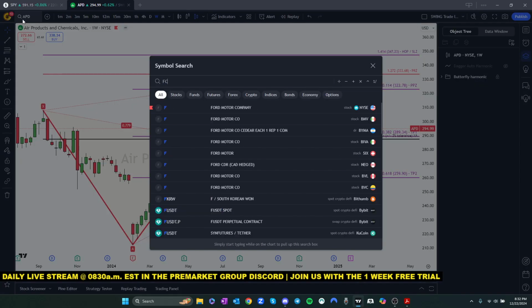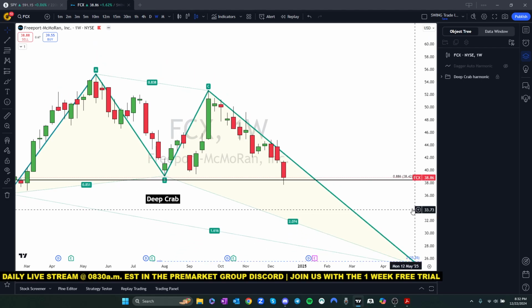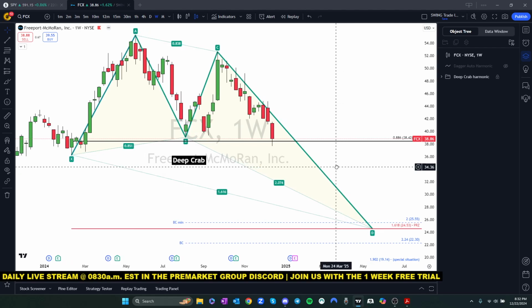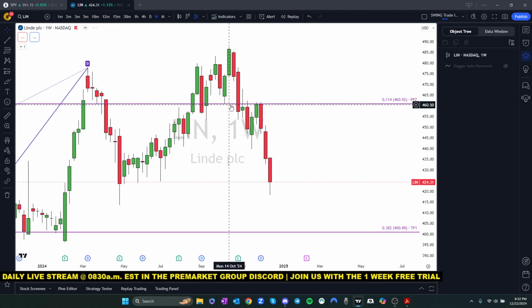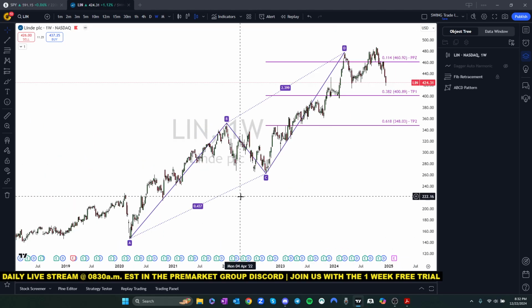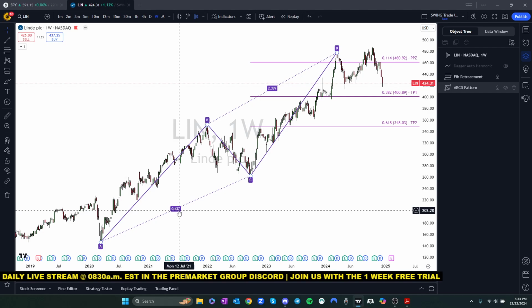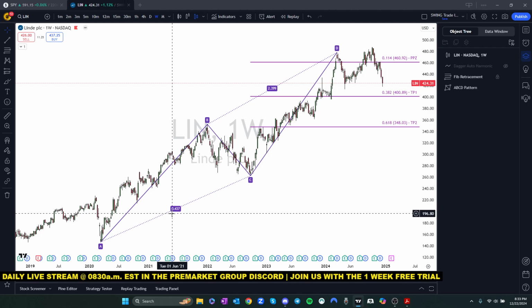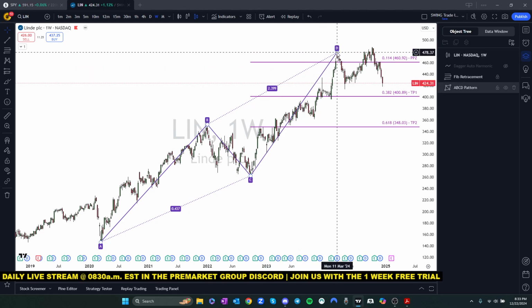So if I look at FCX, actually, no, let me look at a different one here. I'll look at LIN, L-I-N. This is an ABCD pattern. Okay, so here we go. This is like a 0.43 something. So you'd consider that a 38, right? It's not a 50. You'd consider it a 38, but because it's so much higher than the 38, it means our projection's going to come up short of our 2.618 at some point.